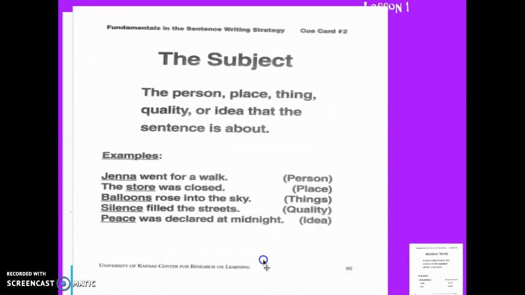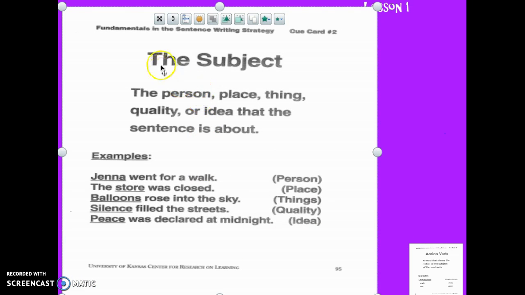All right. As I said a little bit ago, the subject of a sentence is the person, place, thing, quality, or idea that the sentence is about. Here are a few examples where the subject of the sentence is underlined. Jenna went for a walk. So in this sentence, Jenna is underlined, and the subject is a person. The next one, the store was closed. You'll notice that store is underlined, and that noun is a place.